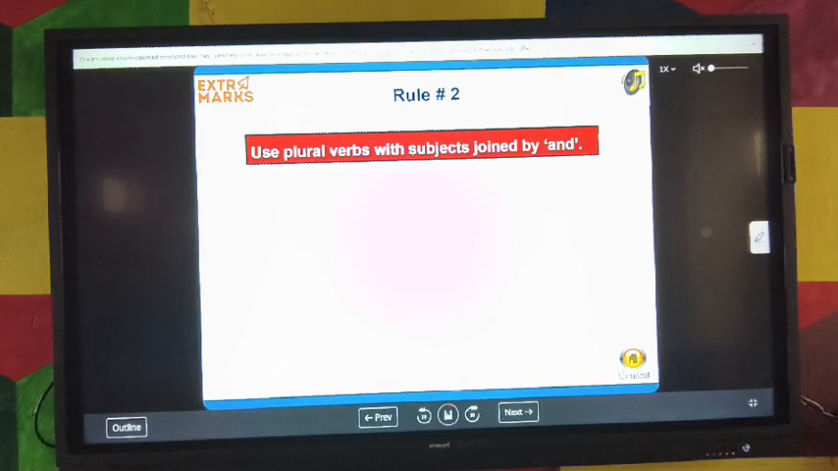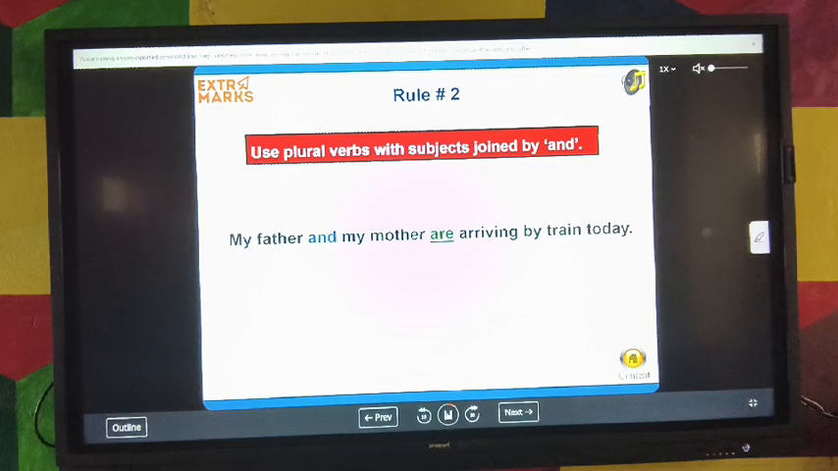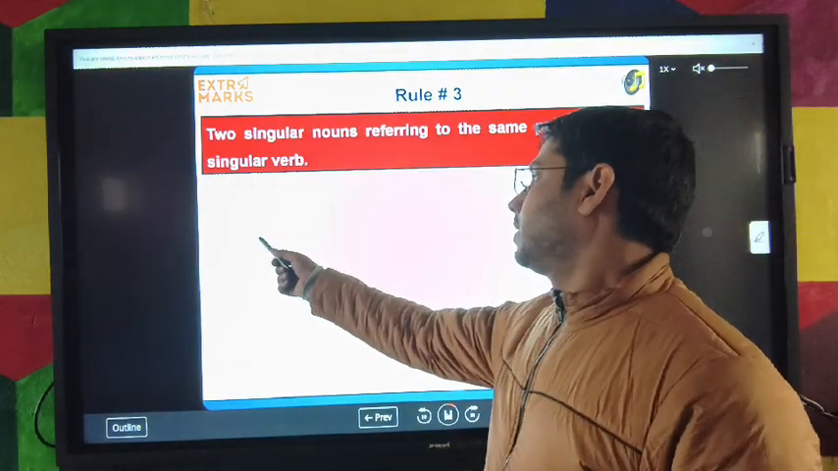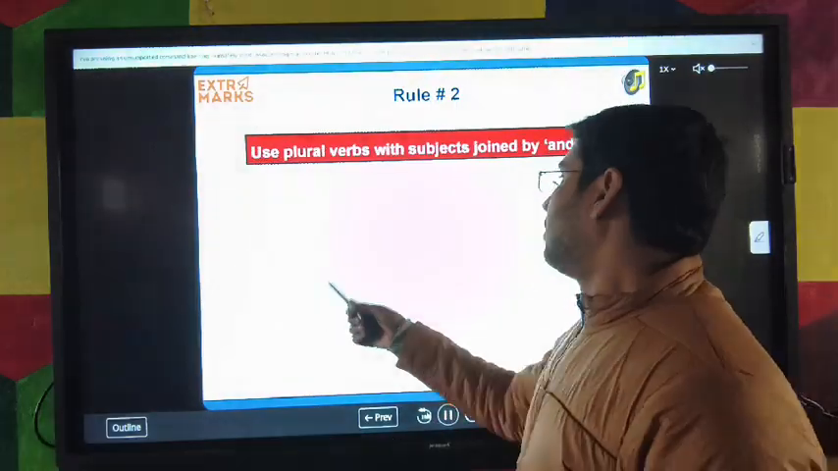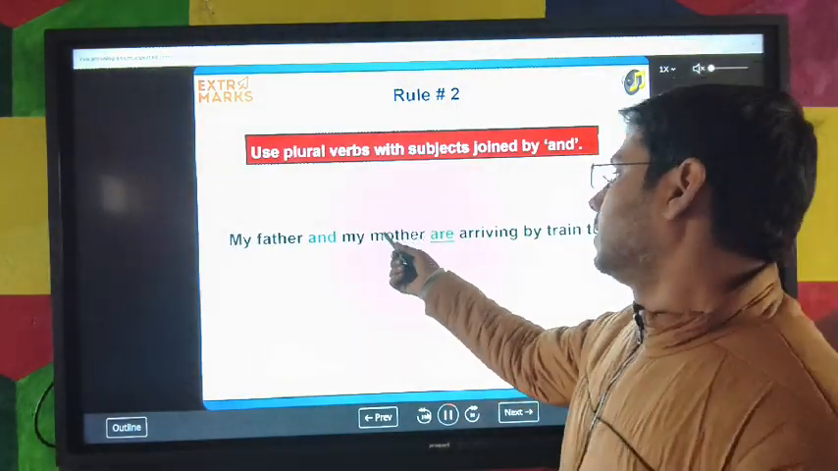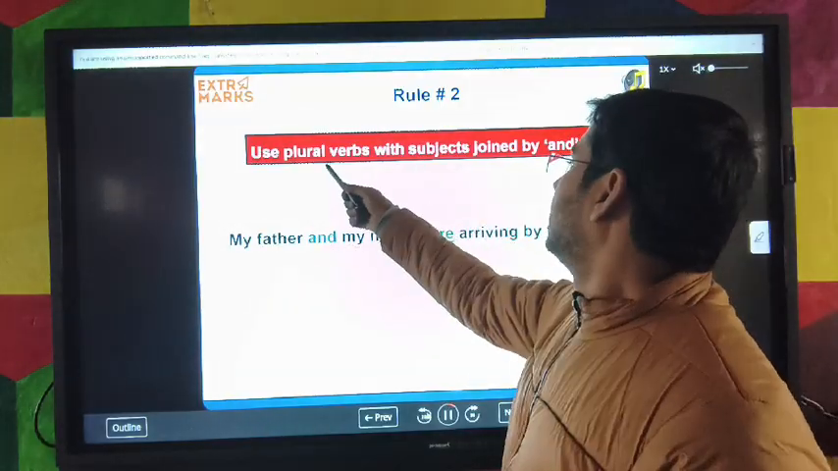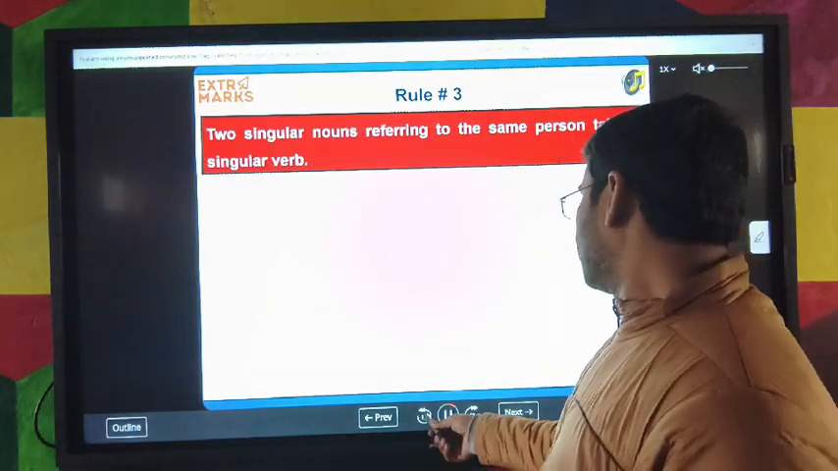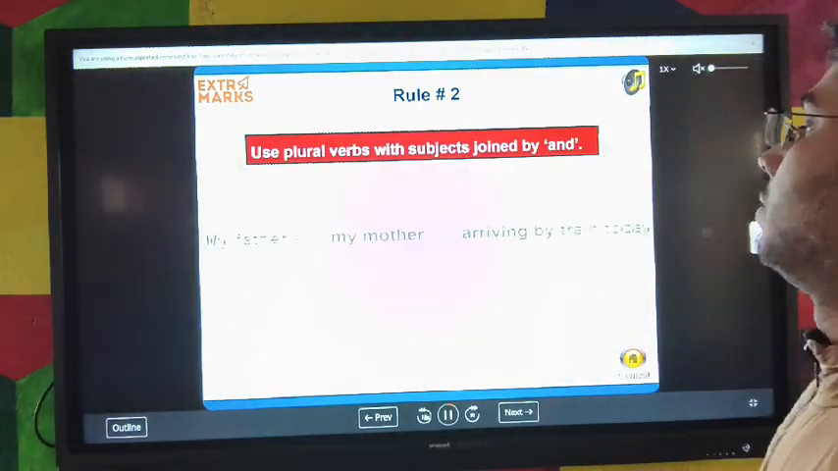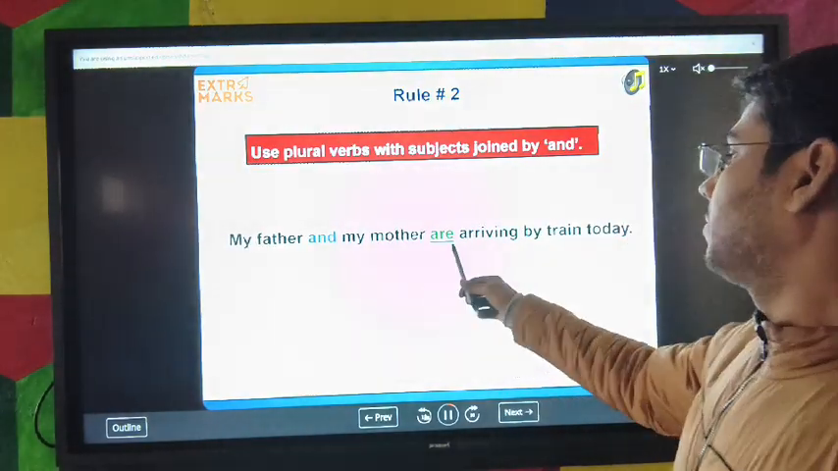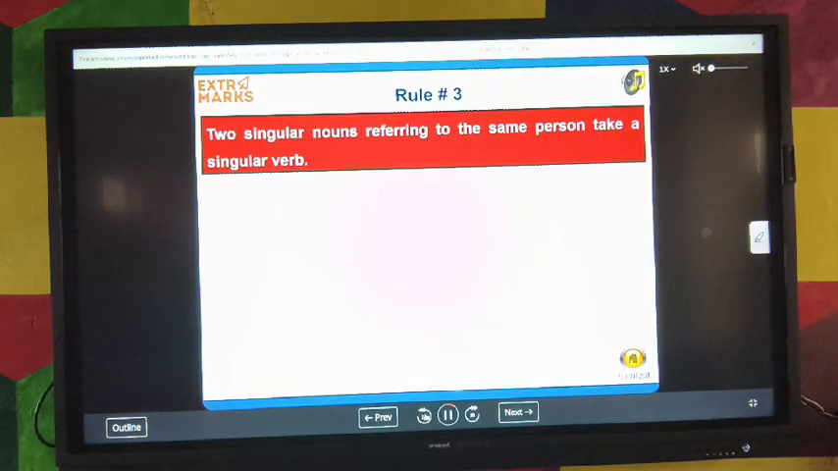Rule number 2. Use plural verbs with subjects joined by and. My father and my mother are arriving by train today. Here there are two subjects. My father and my mother. There are two persons, combined by and. So we will use a plural verb. And the verb here is are. My father and mother are arriving by train.